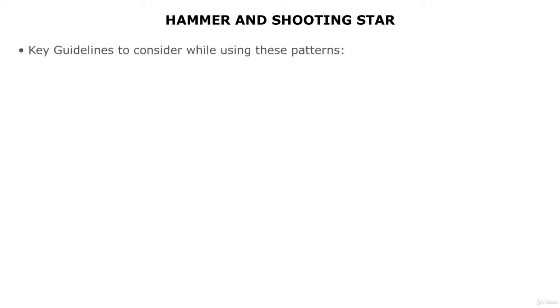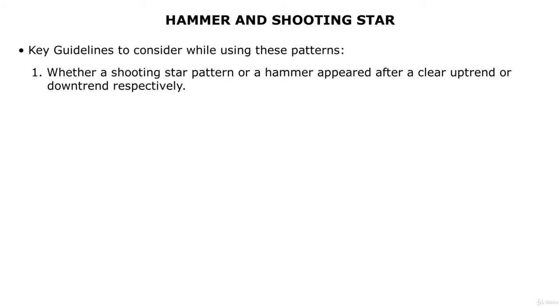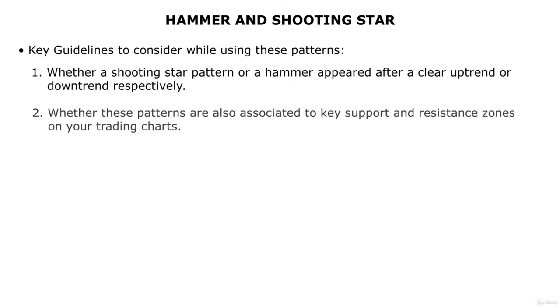Now, when it comes to taking trading positions based on these patterns, you will always consider the following key points. Whether a shooting star pattern or a hammer appeared after a clear uptrend or downtrend respectively. This means that the importance of the pattern increases when they appear after clear market trends. Whether these patterns are also associated to key support and resistance zones on your trading chart. If this happens, you are able to trade these patterns with increased confidence.